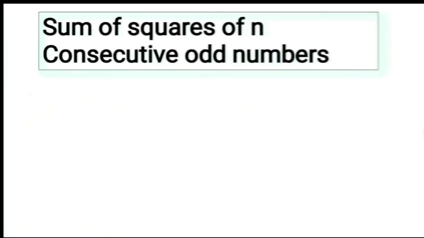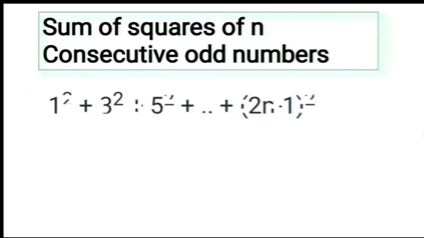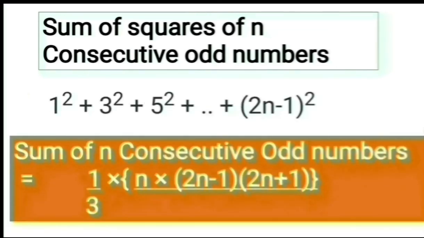Now let's find the sum of squares of n consecutive odd numbers. The sum of squares of n consecutive odd numbers is given by 1/3 into n into 2n minus 1 into 2n plus 1.